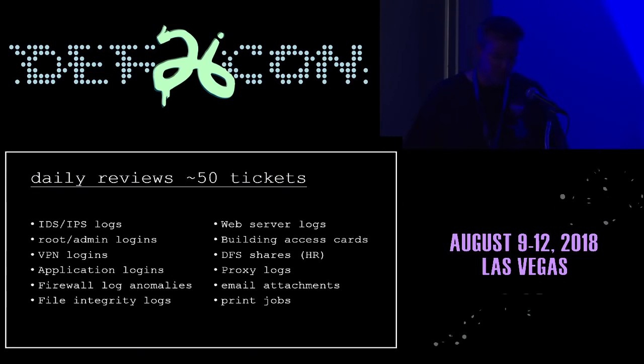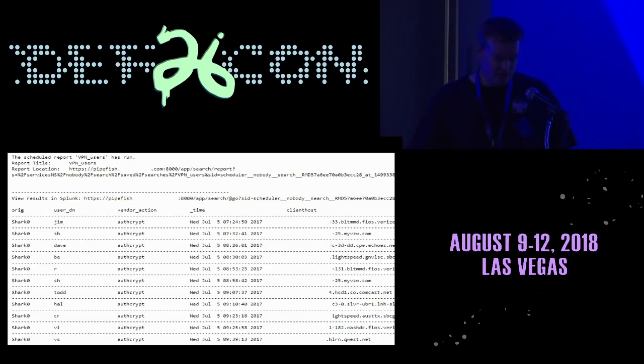So we use this process to generate about 50 daily tickets. Here's a list of the subjects for some of those tickets. Next, I'm going to start reviewing some examples in detail until I run out of time. So this is our VPN users ticket. And the output here comes from our VPN endpoint. In the left-hand column, you see the VPN endpoint, and then you've got your username, the action, the timestamp, of course. And on the far right, we've got the FQDN rather than the IP address.